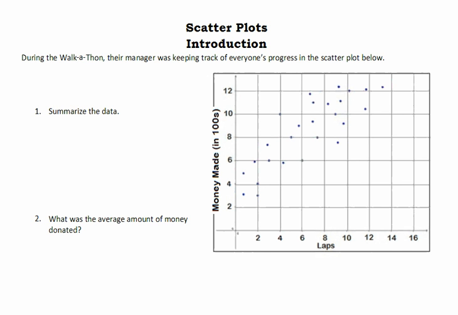Okay, for this section, you will need both a ruler and a graphing calculator. So if you don't have those already, please go and get them. Otherwise, the introduction states that during the walkathon, their manager was keeping track of everyone's progress in the scatter plot below. These points are definitely scattered.